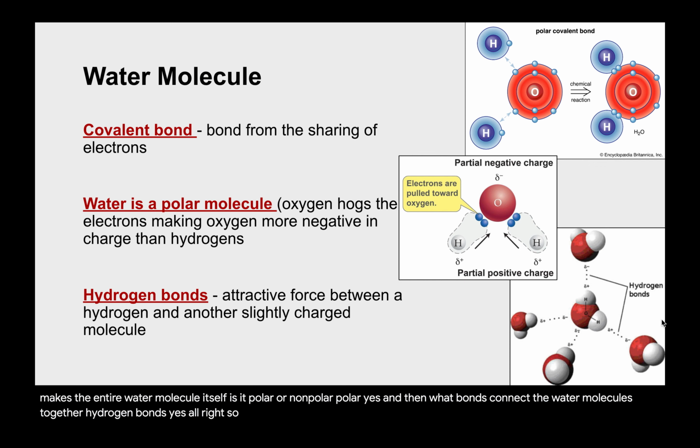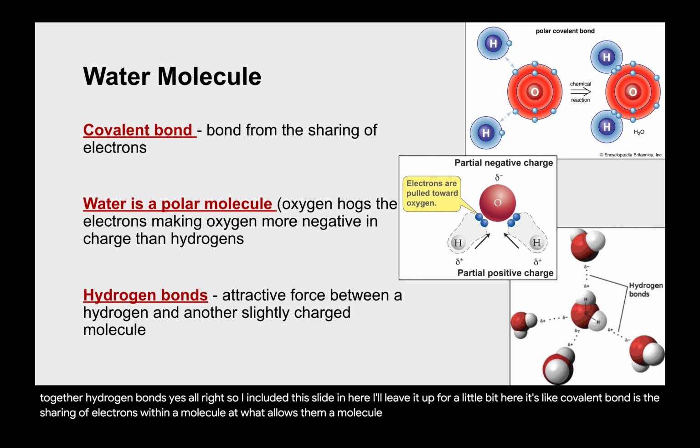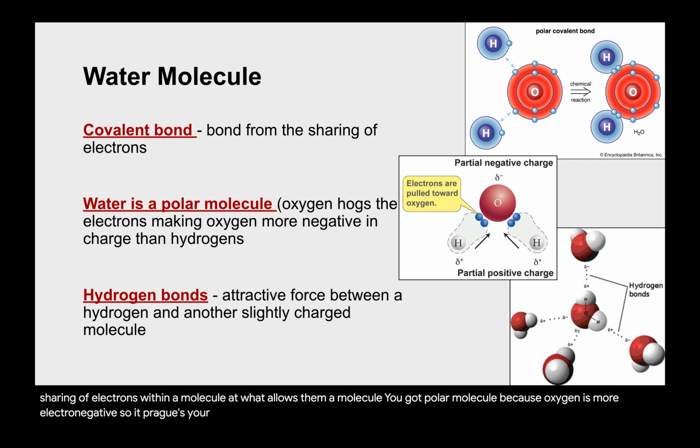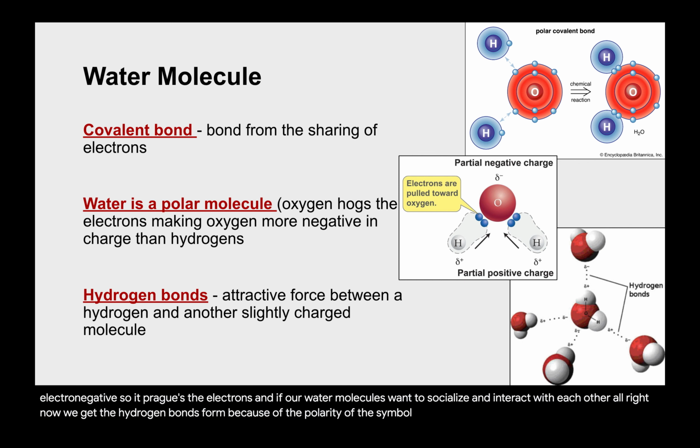All right, so I included this slide on here. I'll leave it up for a little bit. A covalent bond is the sharing of electrons within a molecule, what allows a molecule to become a molecule. Water is a polar molecule because oxygen is more electronegative, so it hogs the electrons. And if our water molecules want to socialize and interact with each other, now we get the hydrogen bonds forming because of the polarity of the single water molecule itself. Good? Any questions on this?